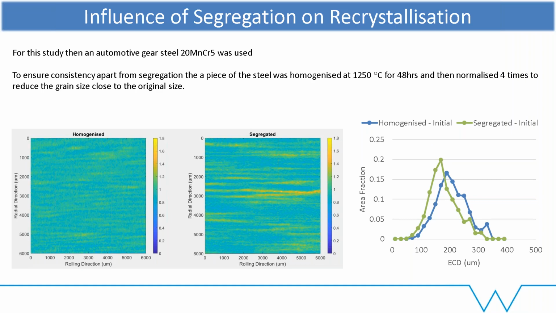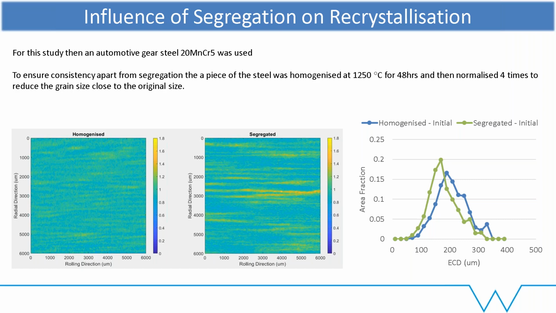The segregated sample is as received. It's a 20MnCr5 steel, an automotive gear steel, and that's how we got it off the shelf. We took that and then we homogenized it for 48 hours at 1250 to really get rid of the segregation as much as possible. But obviously the grain size is going to be huge at that point, so we went through 4 normalization cycles, taking it austenite-ferrite several times to get the grain size back.